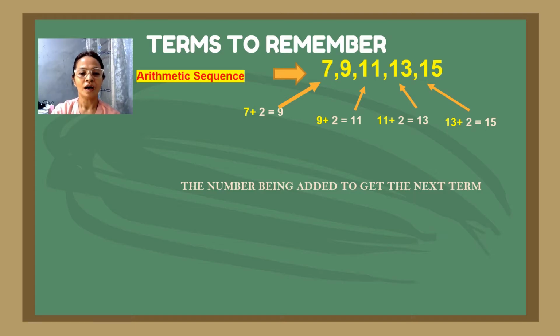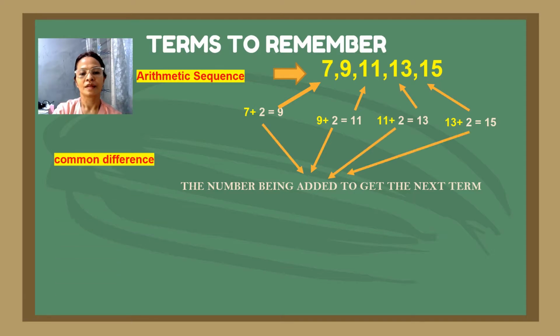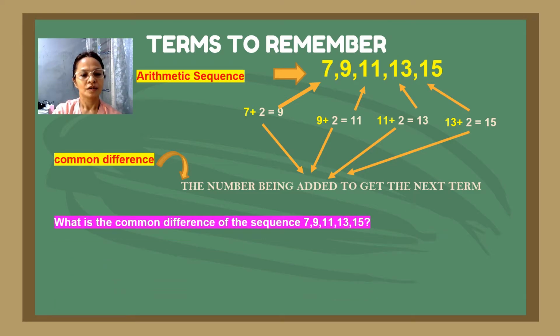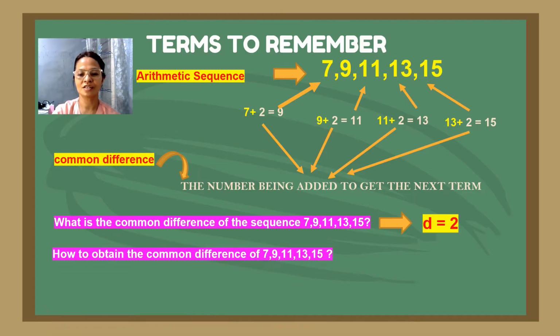So meaning we use 2 as the number to be added to get the next term. We call it the common difference. Again, the common difference is the number being added to get the next term. What is the common difference of the sequence 7, 9, 11, 13, and 15? Answer. If your answer is 2, then the common difference is 2.